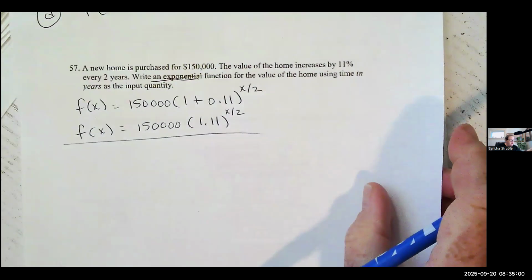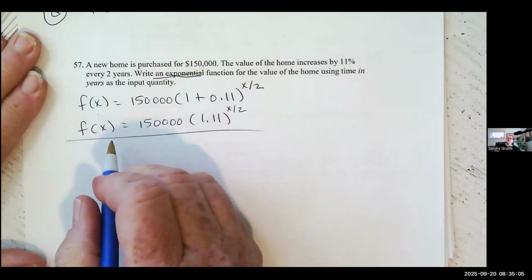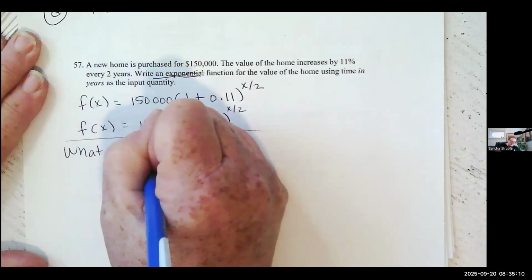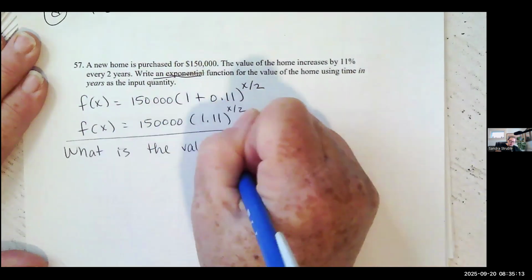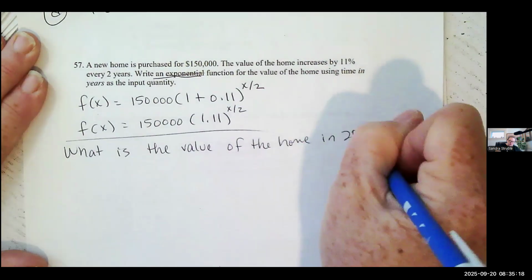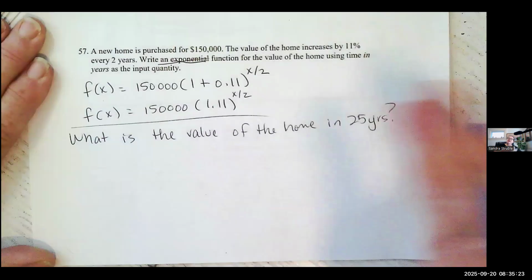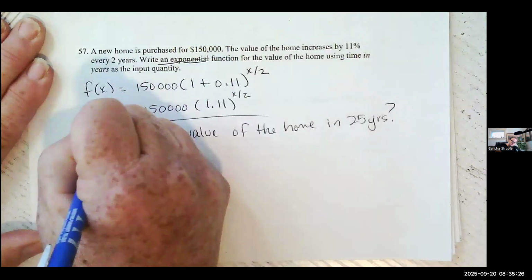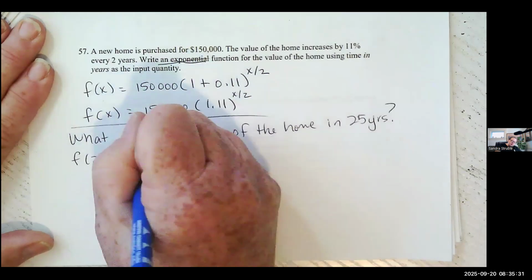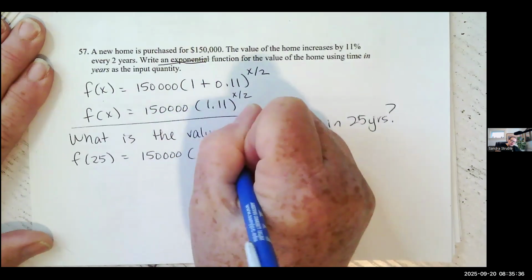Oh, I also wanted you, I had this in class as well. I want you to also find out the value of the home in 25 years. So what is the value of the home in 25 years for this one and the next one? So if you didn't do that, pause the video, go do this, and come back to see how you did. The value of the home in 25 years, because remember, X is years, is 150,000 times 1.11 to the 25 divided by 2.